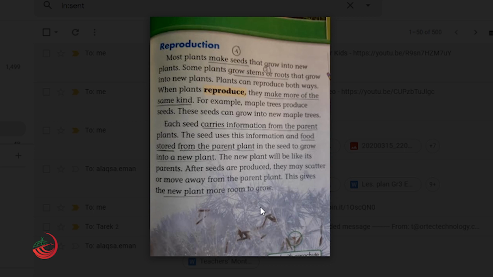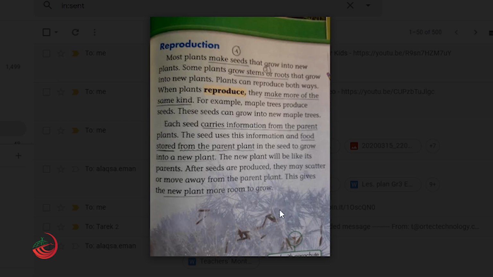After seeds are produced, they may scatter. You remember in English we said, if you don't know the meaning of a word, you must look just next to it. Maybe the writer has put a synonym to this word. In this case, this exactly happens. They may scatter. What's the meaning of scatter? It means move away. So when seeds are produced, they move away from the parent plant. This gives the new plant more room to grow.